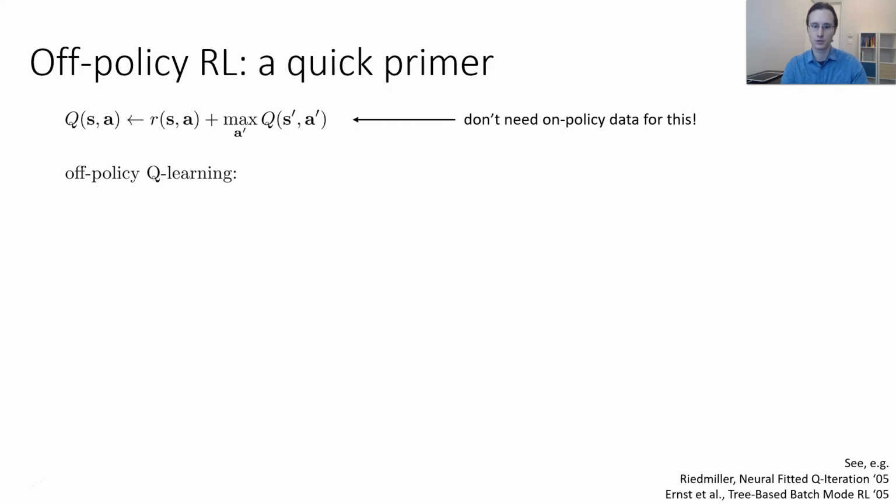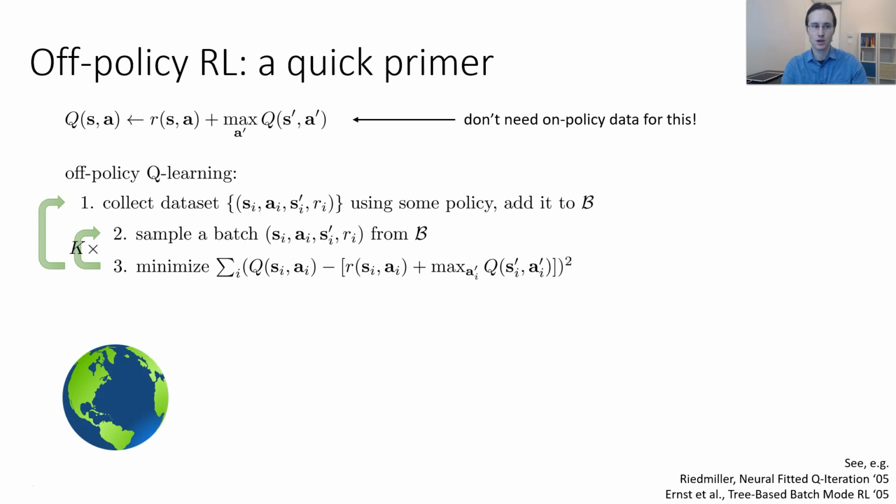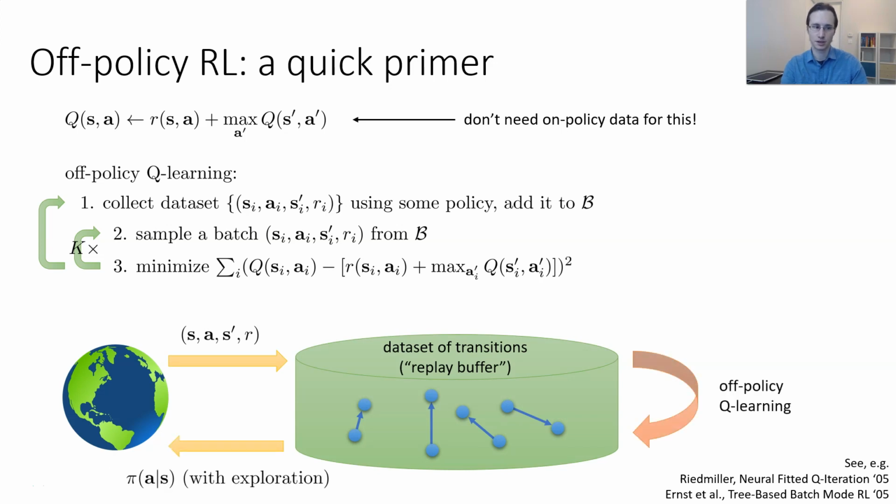These are also called fitted Q iteration and so forth, where you collect some data using a given policy. It doesn't have to be the same as your current policy. Add it to your buffer, sample a batch from the buffer, minimize the difference between the left-hand side and the right-hand side of the optimal Bellman equation, and repeat this process. And you could also go out and collect more data if you please. The visual illustration of this is that you have your environment, you've collected some transitions, placed them in your buffer, you use this buffer for off-policy Q-learning, and you can go out and collect more data if you would like, but if you're doing offline RL, then you would skip this step.